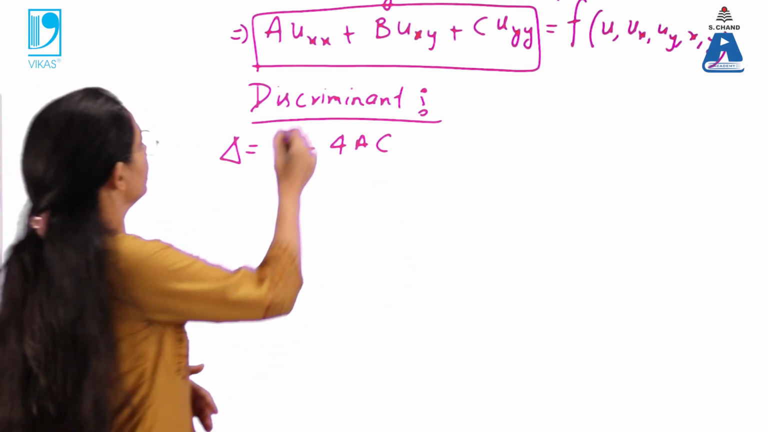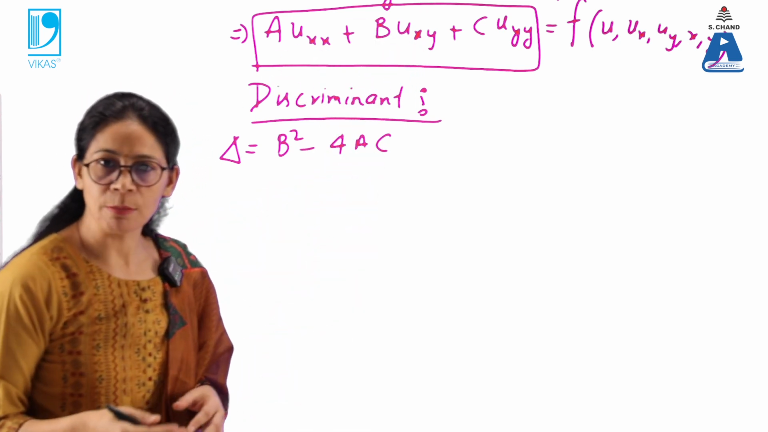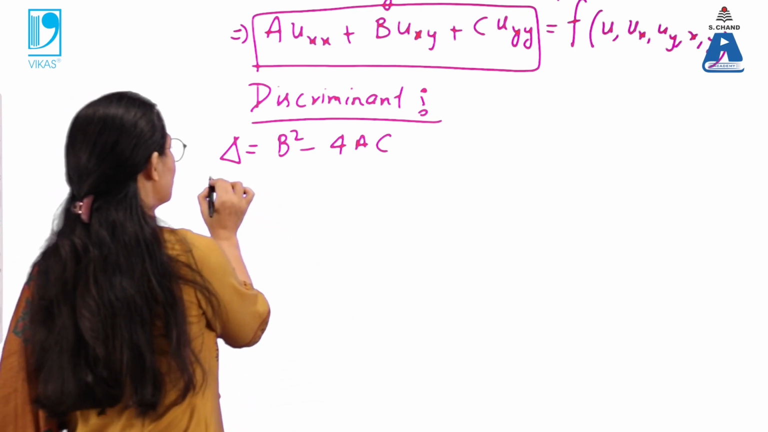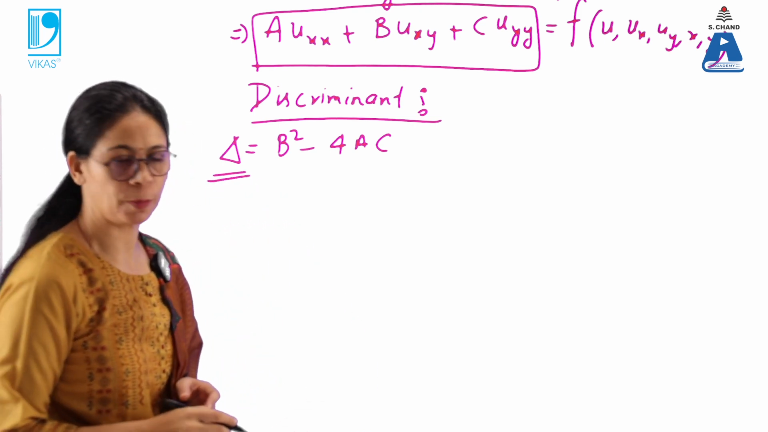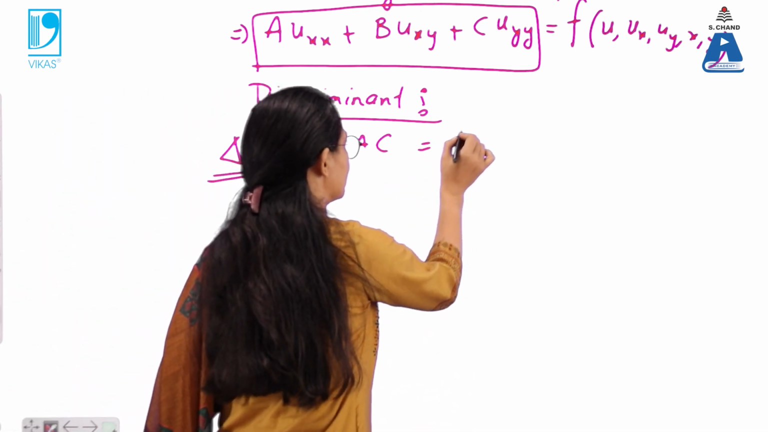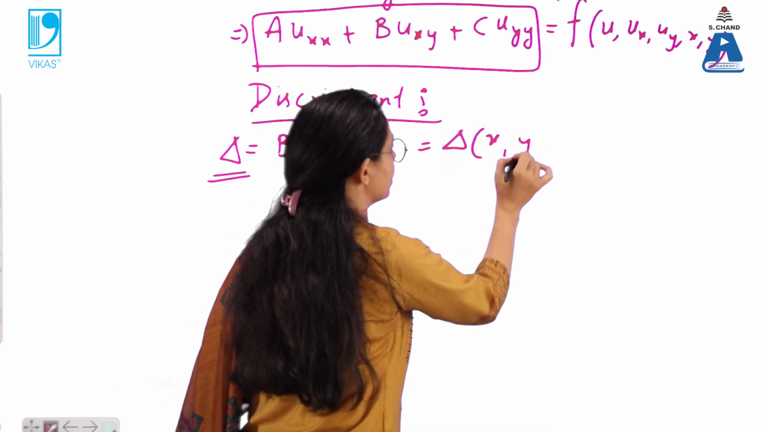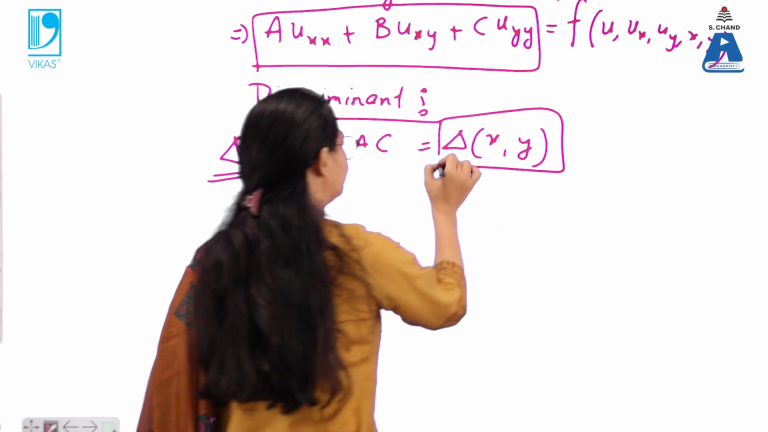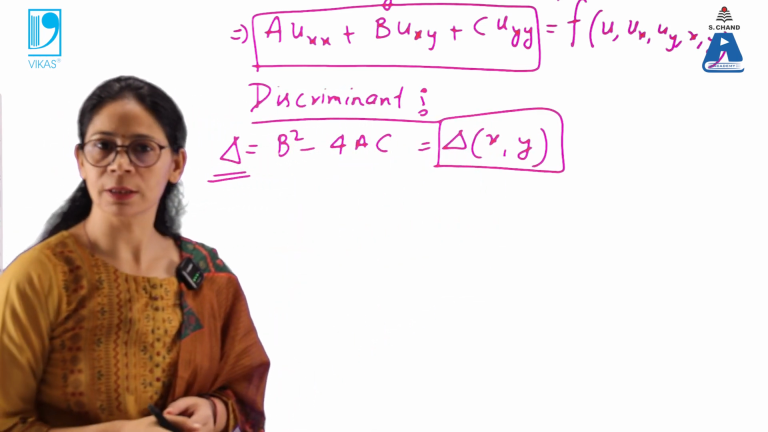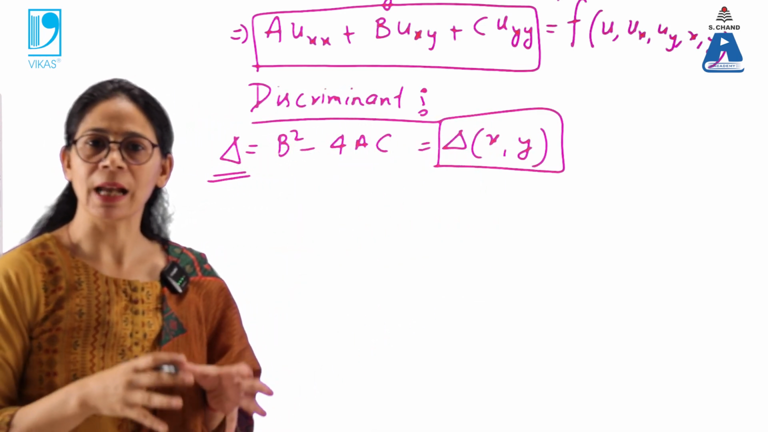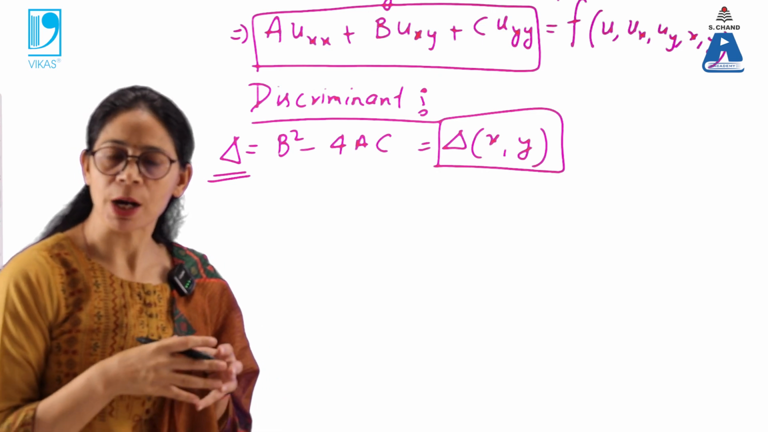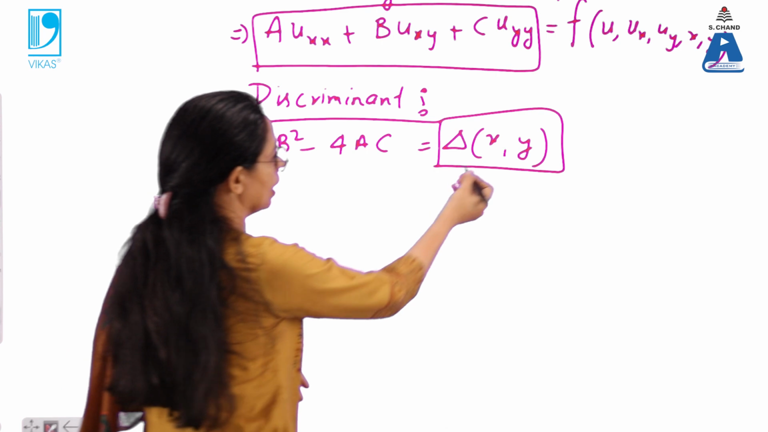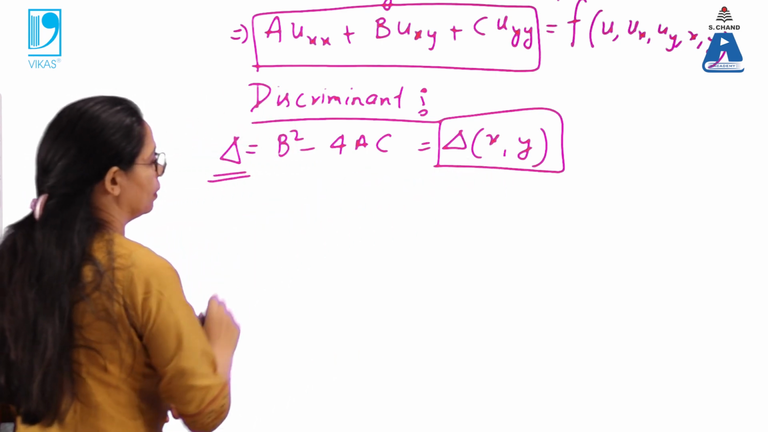Now, since b, a and c can be either constants or functions of x and y, it is not necessary that this discriminant is going to be constant, but this discriminant can be a function of x and y. Now, depending on the sign of this discriminant, we will be classifying the second order partial differential equation into three categories, because these three conditions are possible.